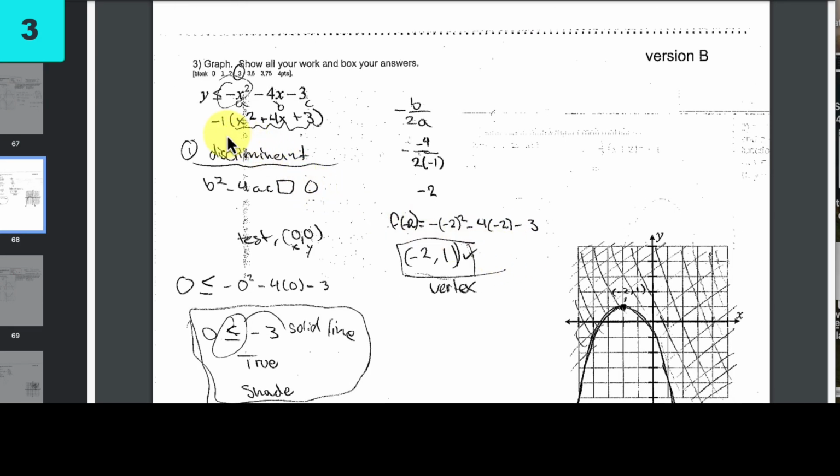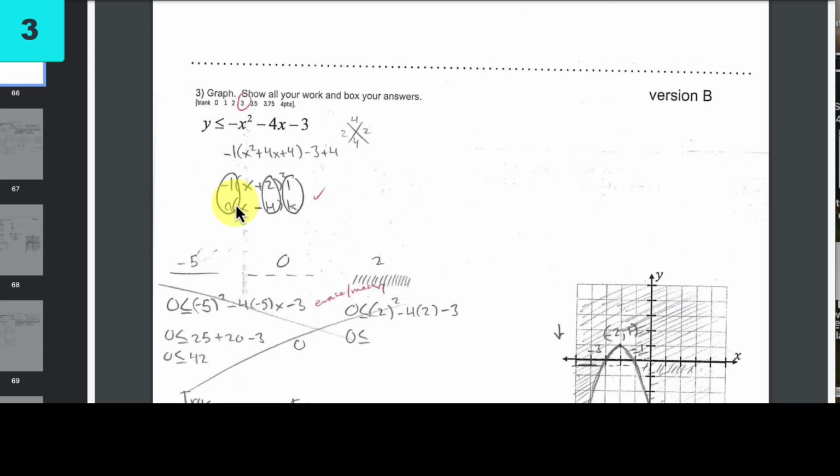Okay, this student factored out a -1. That's how you got these 2 points. And then they realized it was in standard form, so they got (-2, 1), which was correct. The only thing that they're missing is they didn't get any x-intercepts. And then also over here, this is where it should be false. 0 is smaller. The -3 is actually bigger. So this is false. So they should be shading in the inside.